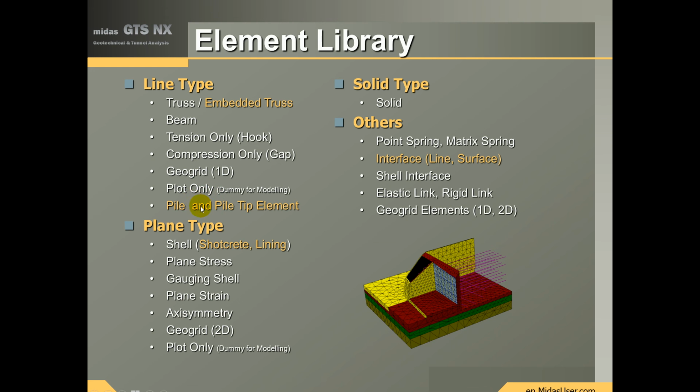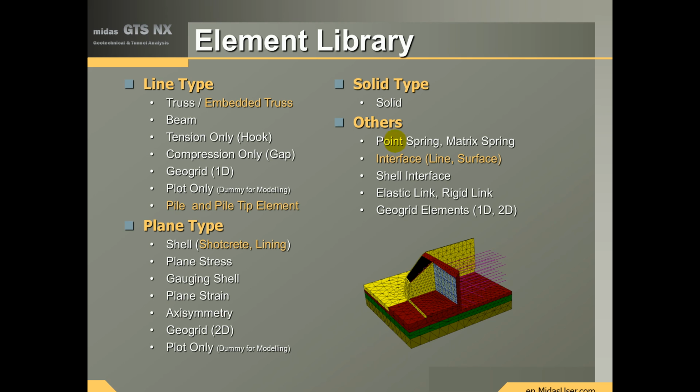We can do plane types as well. We can do the pile and pile tip elements, plane types, and we can also look at all the shells, plane stress, gauging shell, plane strain. We can even look at the geogrids as well. And for solid types, we've got a variety of different solids you can have within the software. And we can even do all the others as well.